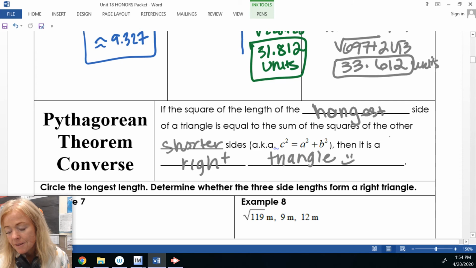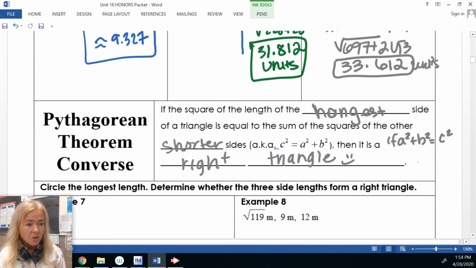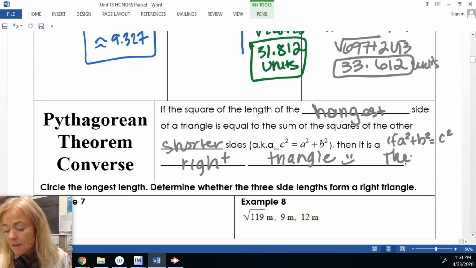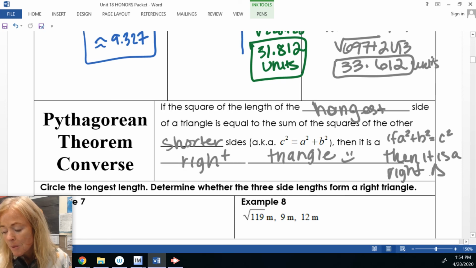That's kind of a weird way to put it. If a squared plus b squared equals c squared, if you test it and check both sides and indeed they're equal, if the square of the hypotenuse is equal to the sum of the squares of the sides, then it is a right triangle, is a better way to put that. Much more simple and easy.